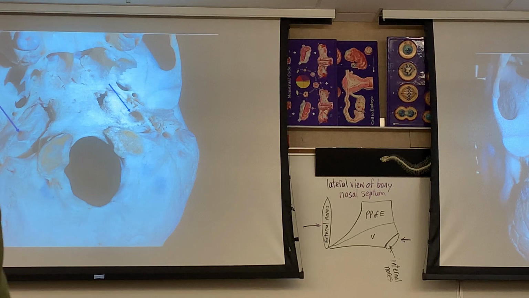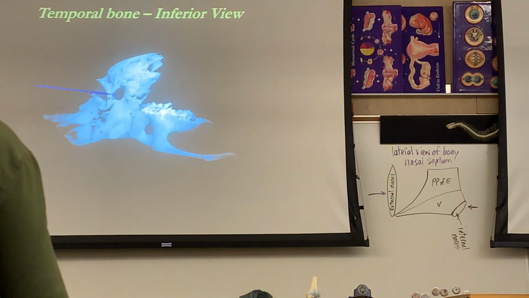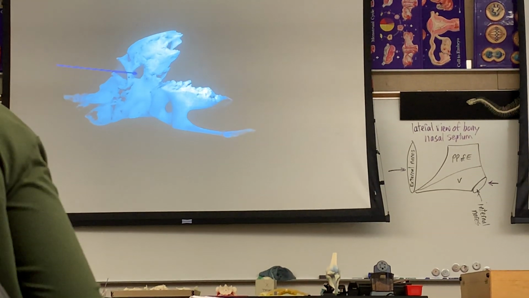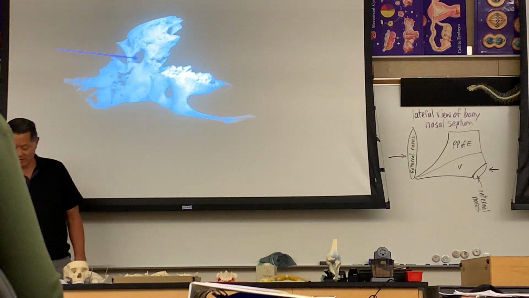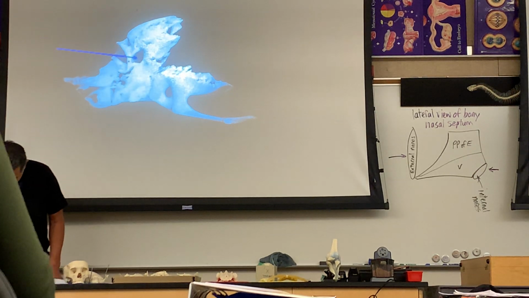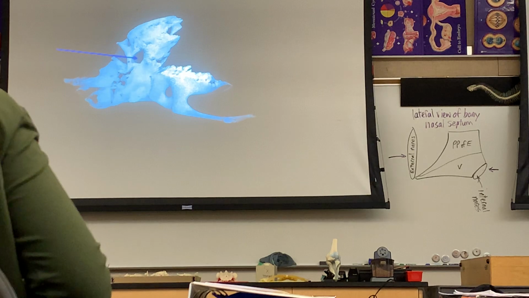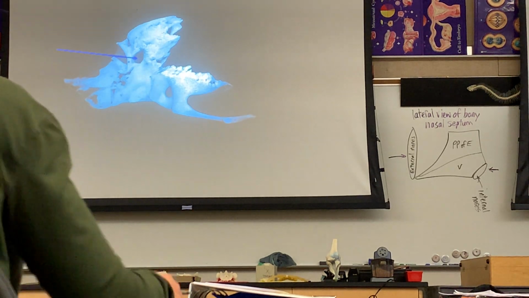Here are the carotid canals in the articulated skull. But here it is in a disarticulated temporal bone. Carotid canal, I can ask it both ways. Okay, everybody got that?